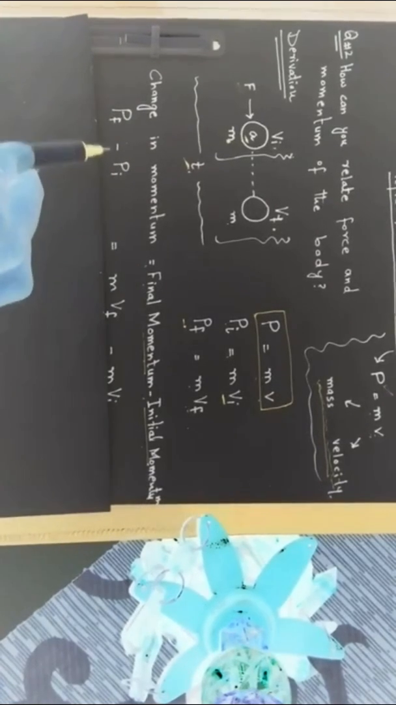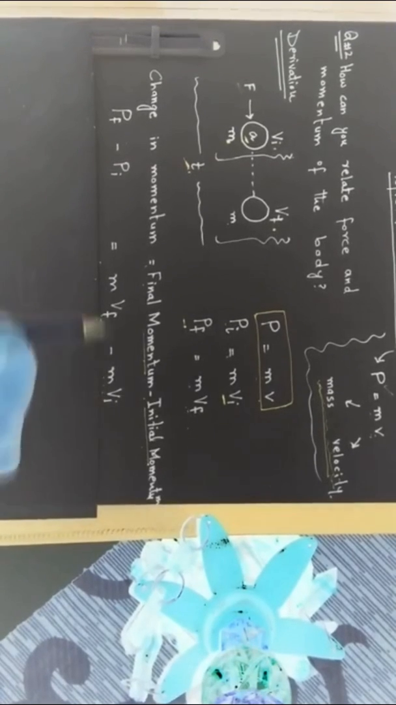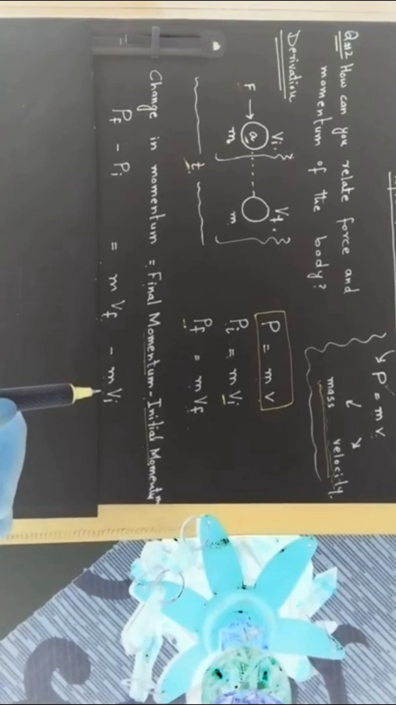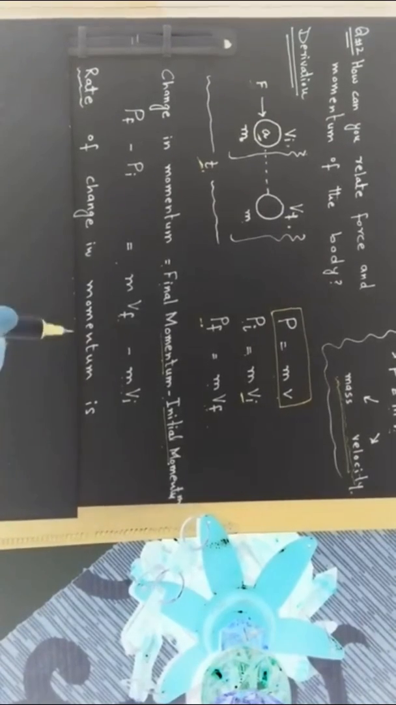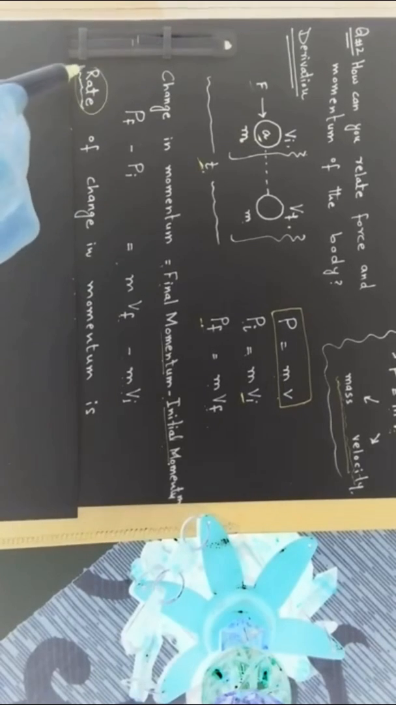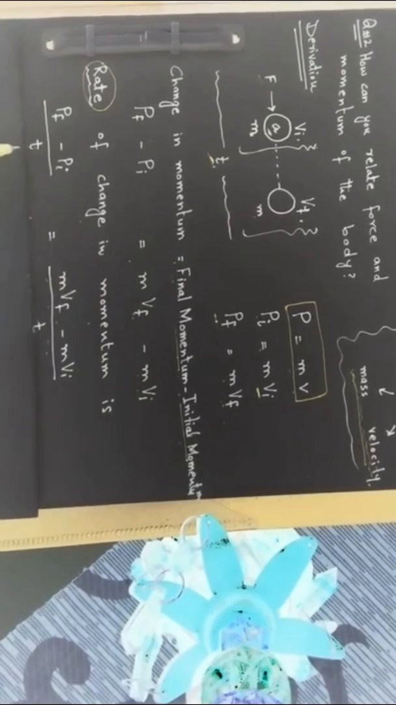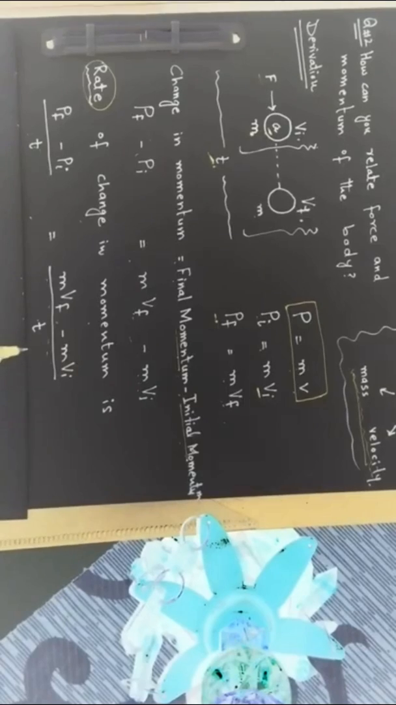Hence, Pf minus Pi equals mVf minus mVi, where mVf represents final momentum and mVi is the value of initial momentum. Now, rate of change in momentum: remember one thing, rate is always obtained by dividing the terms by time t. So, dividing these terms by time t, we get (Pf minus Pi) over t equals (mVf minus mVi) over t.